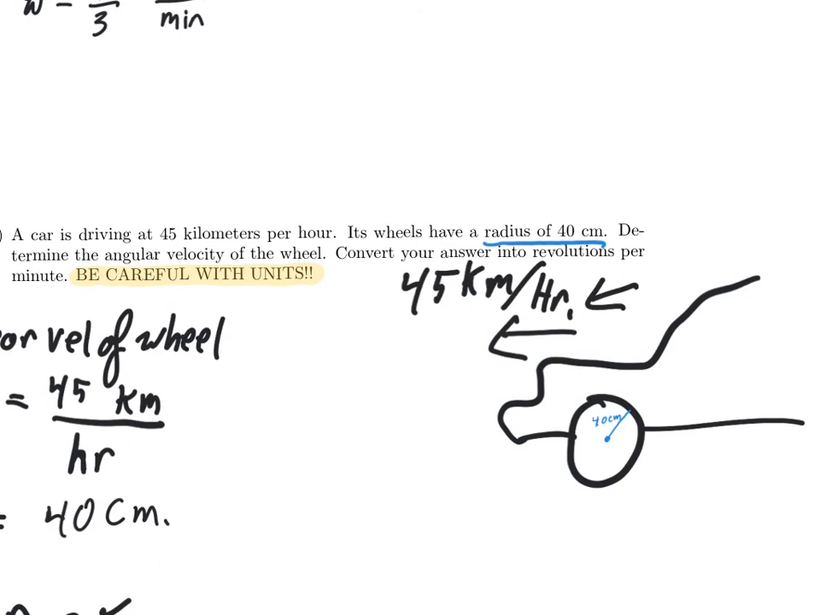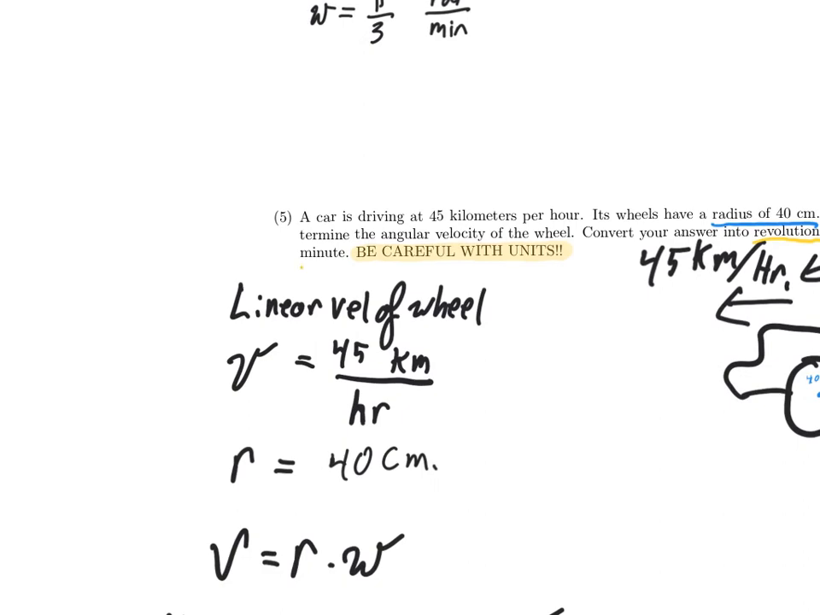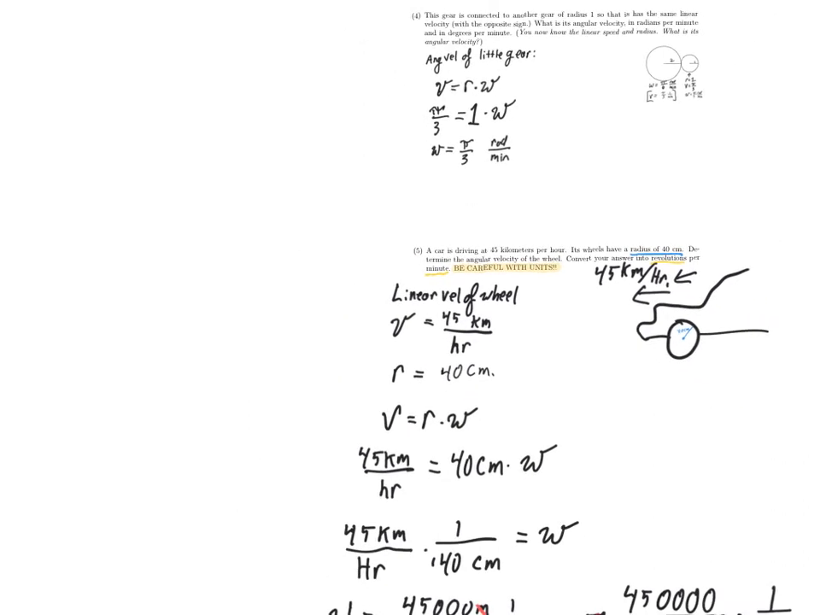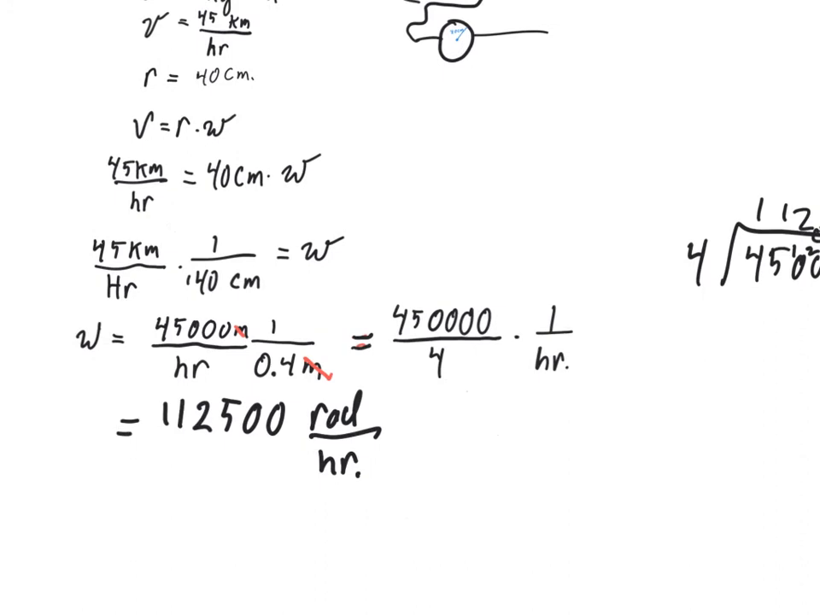I wanted revolutions per minute, RPM. So let's do the more conversions. How many minutes to an hour? One hour is 60 minutes. Right now it's in radians. I need to convert to revolutions. 1 revolution is 2 pi radians.